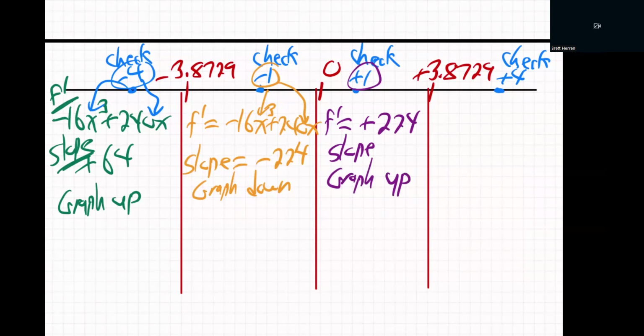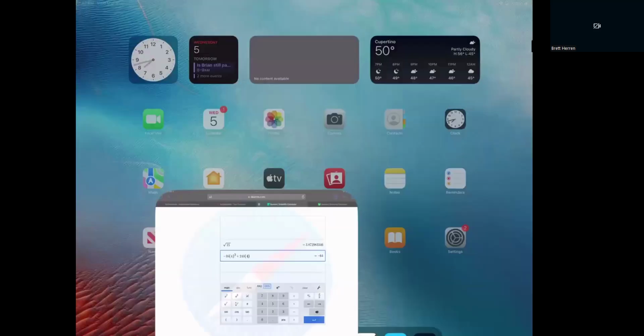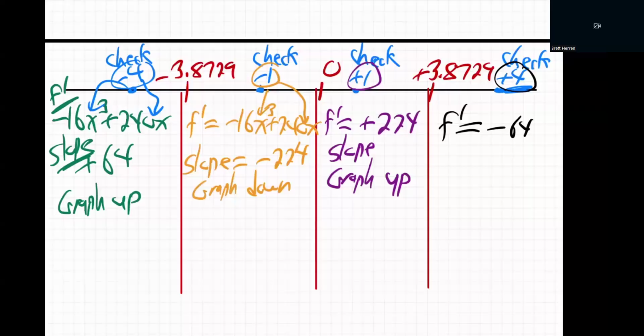All right, one last one. I'm going to check plus 4. So what's f prime when you check plus 4? Let's do it. What do I get? Negative 64. So that's the slope. And so that tells us the graph is going down.